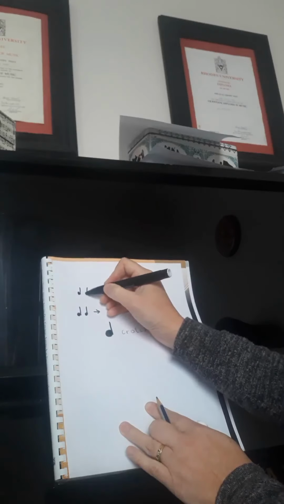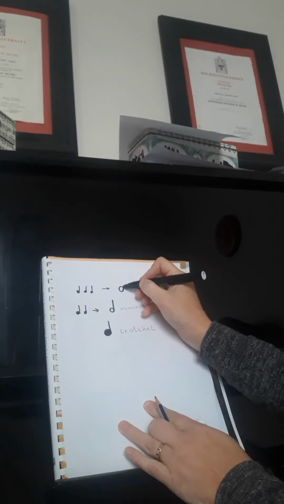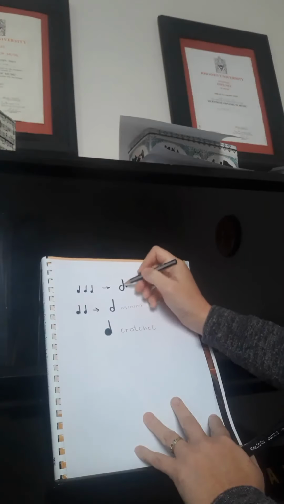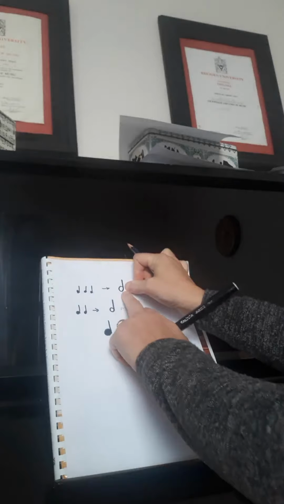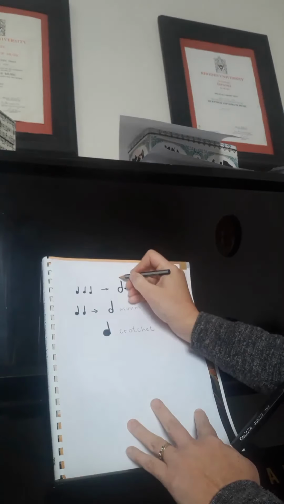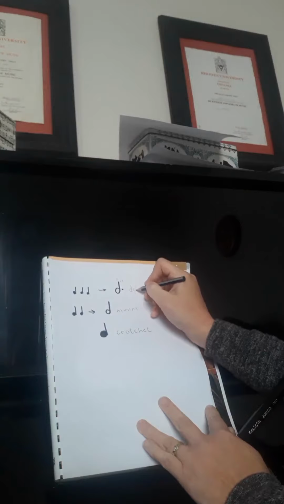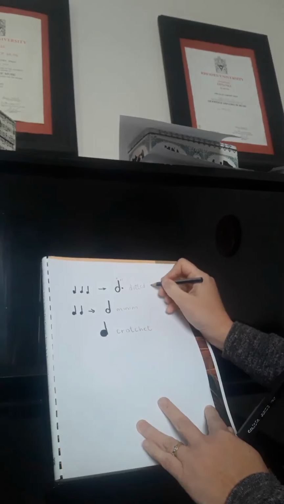What do three of them make? If you add a dot to it, what that dot does is it takes half the value of what that used to be. What was that? That was a 2. And half of 2 is 1. So it's 2 plus 1, half of its value. And that makes a 3 count note, which we call a dotted minim.